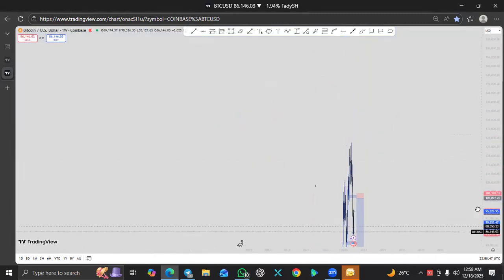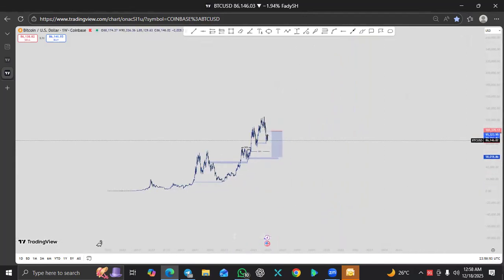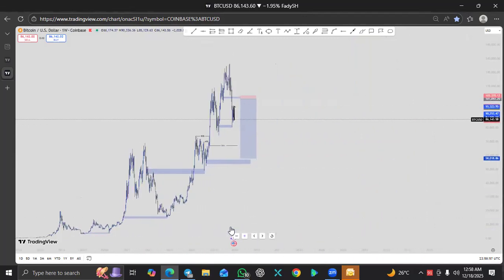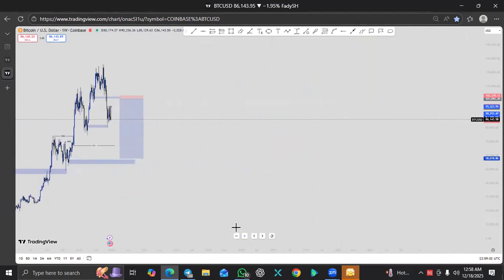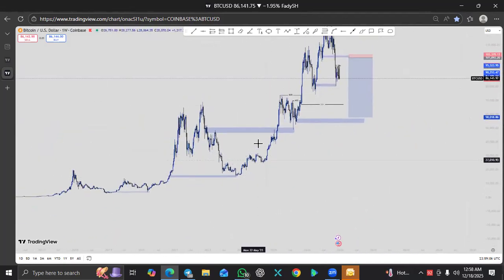So I came down to my weekly time frame, and I can see that price has been in a series of uptrends. Bitcoin has been in a series of uptrends for a while now, a series of higher highs and higher lows. The minute it broke this particular point here, you see this is a double breaker structure. Price retraced back and gave me my inducement and my POI.